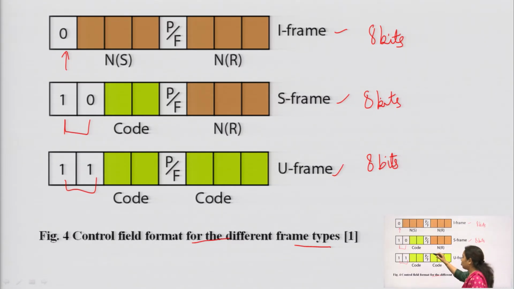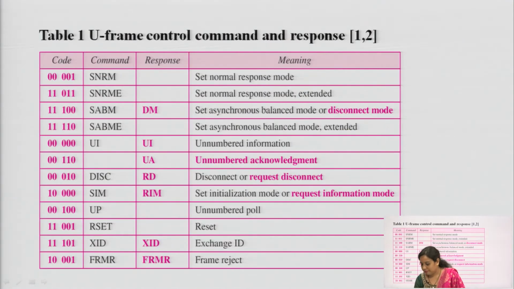And then this is the code that you want to enter. The green color shows that you have to enter the code, then the P/F information you have to transmit in this control field. Now, you can see that this is the U frame control command and response. This table shows how you have to enter the U frame control and command information. Like you can see that the code starts with 0 0, then 0 0 1, then it can also start with 1 1 or 0 1 1, then 1 1 1 0 0.